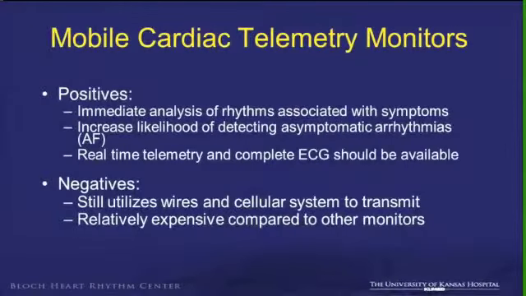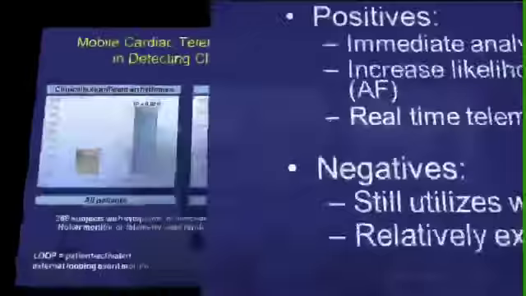And I think one of the big things about a mobile cardiac telemetry monitor is there's always somebody looking at the rhythm at the time that it's transmitted. So there is immediate feedback between the central monitoring station and the patient. There's also obviously an increased likelihood of detecting asymptomatic arrhythmias, but again, with the wires and the cellular phone systems that are utilized, sometimes compliance can be an issue, and it tends to be relatively expensive compared to other monitors.